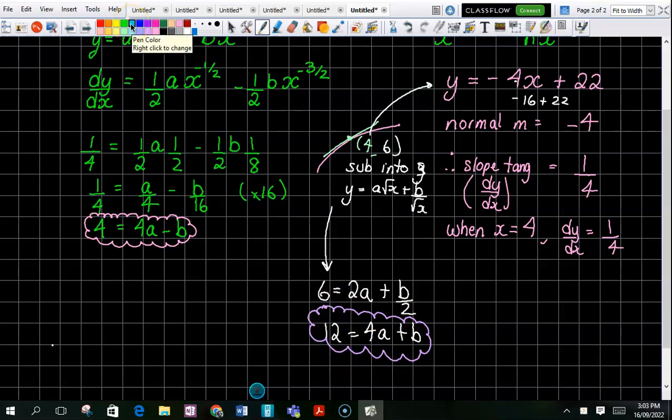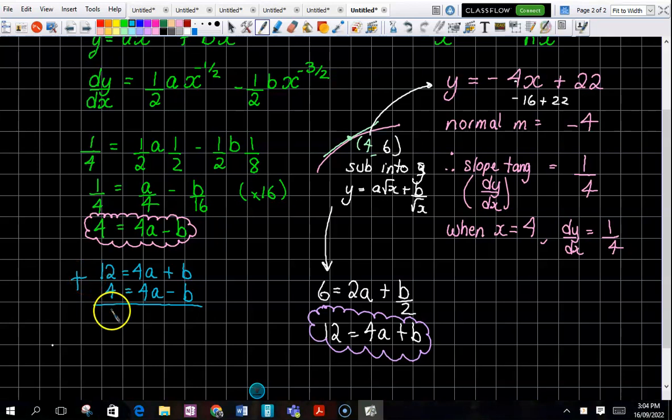Solving simultaneously without even going to our calculator, because I can go 12 equals 4a plus b, and then I've got 4 equals 4a take b. I'm going to eliminate the b's by adding. 12 plus 4 is 16, 4a plus 4a is 8a, b take b, no b. We've eliminated them. How awesome is that? Therefore, a is 2.